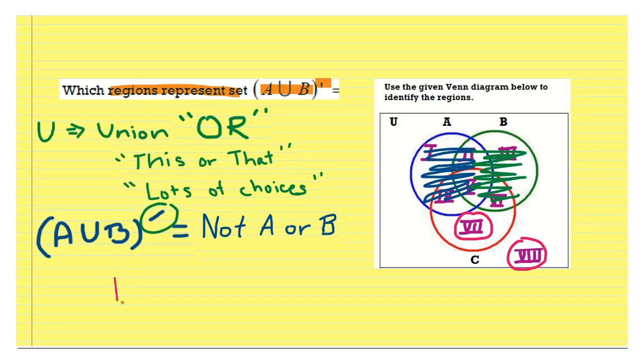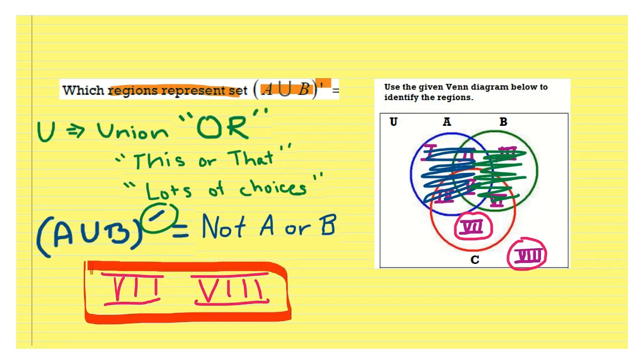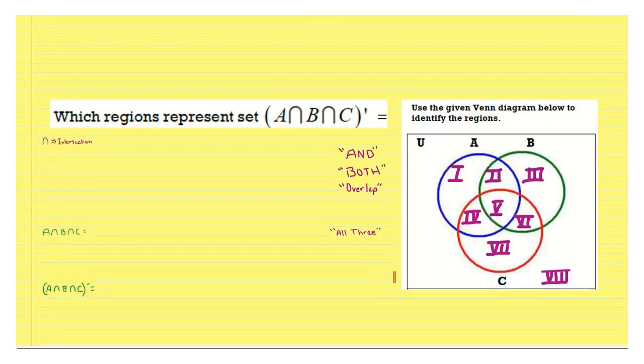Oops. Let's see here. We got B, 7. Uh-oh. Can't write today. Set of 7 and the set of 8. So that would be the solution set for this question. Which regions represent A united with B prime? It would be 7 and 8. Okay? So hopefully that helps you think through that process. Let's go to the next question.